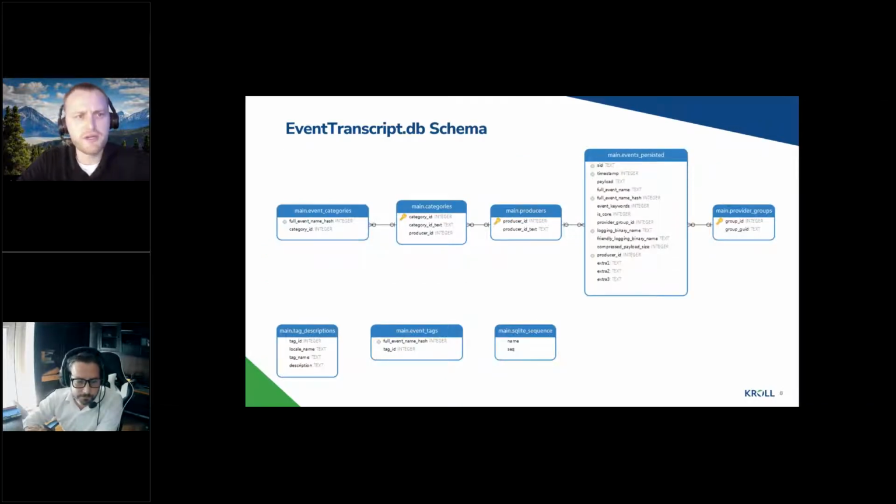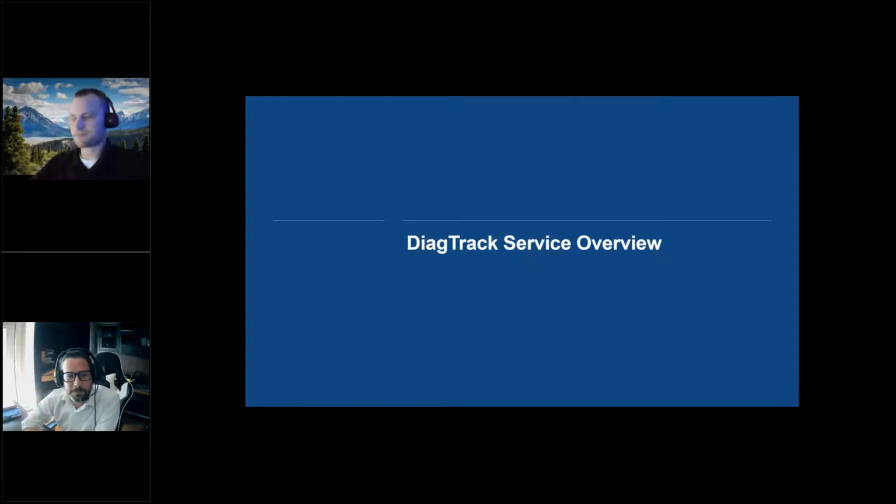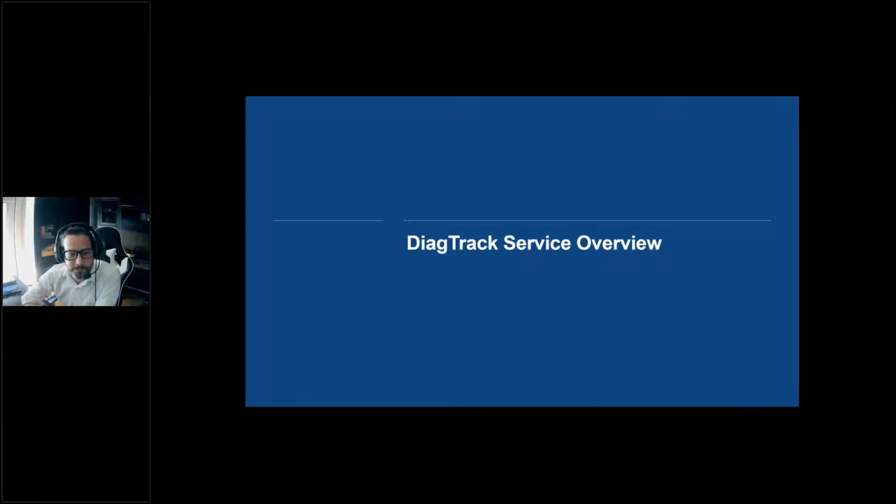And with that, before we get into Josh's part, here is what the SQLite database looks like for EventTranscript.db. You'll see this slide a little bit later, but this is just a nice pretty picture of how many tables there are and what's in it. So Josh, we'll hand it over to you. Sounds good. Go ahead.